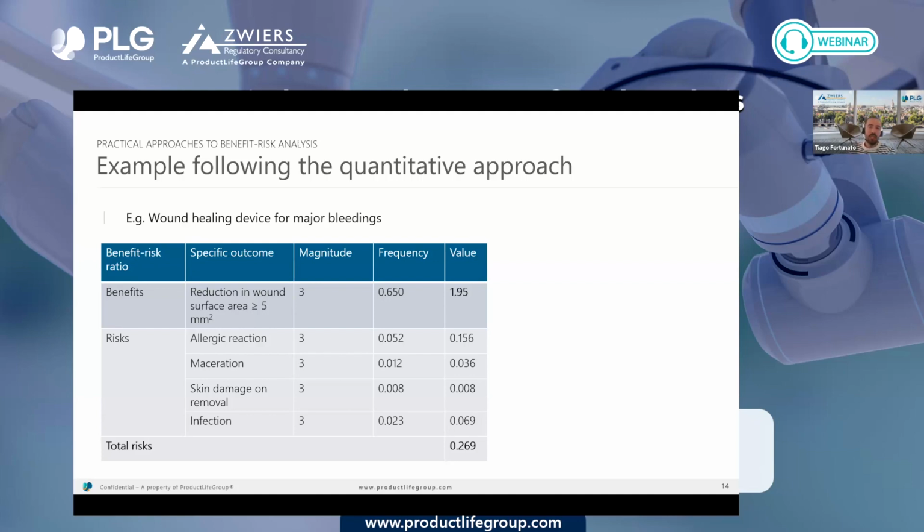So if you go back to the same example device, but now expressing it in a more quantitative approach, you just list all your benefits. In this case, it was a simple device, it only had one main benefit. So again, you multiply the magnitude by the frequency to get the value for the benefit. You do the same for all your risks. You do the sum of that, and then you just divide it. In this case, we got 7.25, so there's a clear positive benefit-risk ratio.